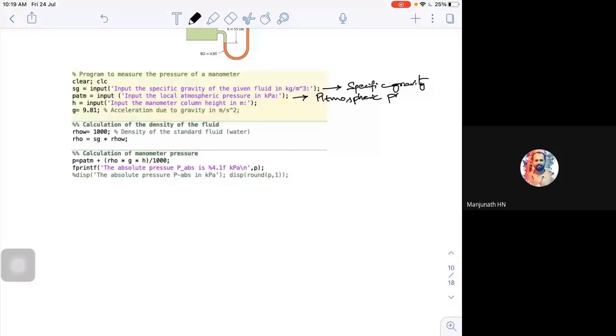Then h is one of the inputs. Height: what is the height of the fluid? So I'm inputting that also. Then g is already given. Now I need to define my standard fluid. For liquids we take water, and for gases we take air as the standard fluid. So we know 1.18 for air, and for water we take 1000. I have calculated and found the absolute pressure using the simple formula. Either I can print it or use the display format, and I can get the P value.